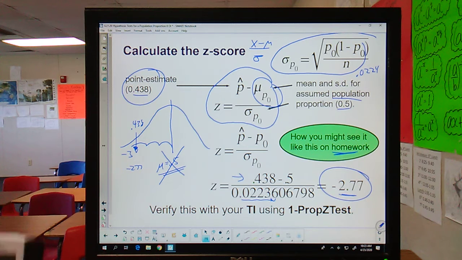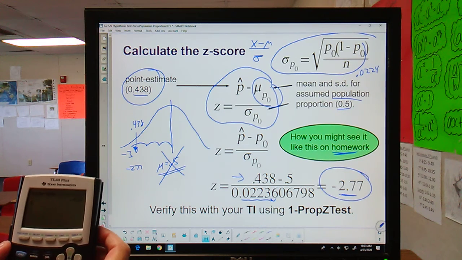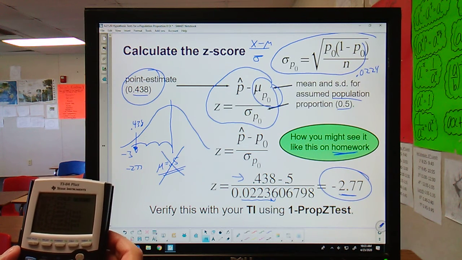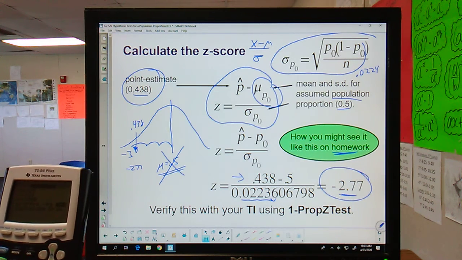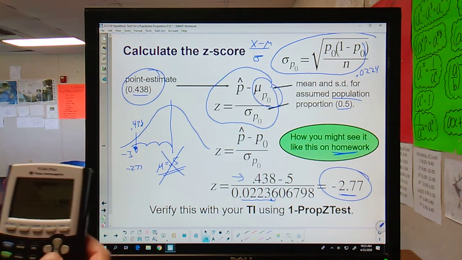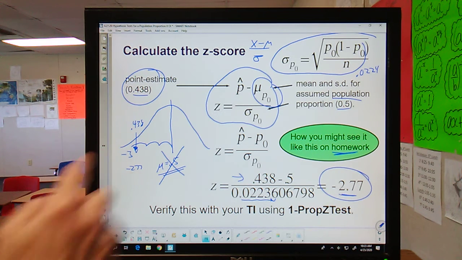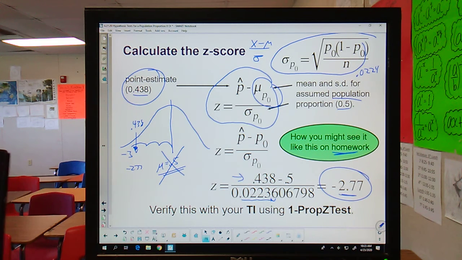All right, now let's go ahead and verify this in our TI. So hit stat, go to tests, go to number 5. Once again, your P sub 0 is going to be 0.5. She's comparing 0.5 with her 438, but we don't put in 438. She got an X value of 219. She got an N value of 500. That's all she surveyed this time.